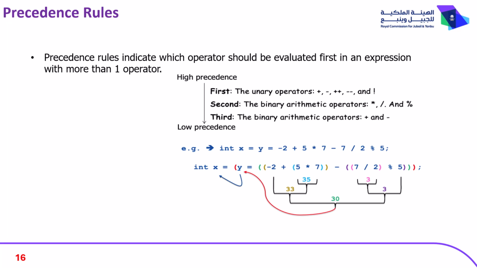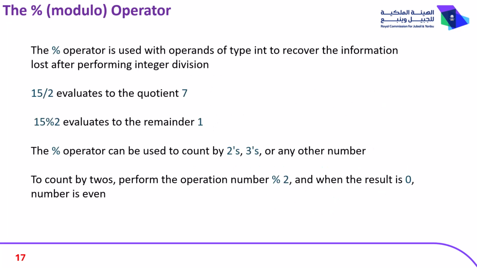The percent modulo operator. The modulo operator, represented by the percent sign, is used with integers to find the remainder of a division. While 15 divided by 2 is 7, 15 modulo 2 is 1. This is incredibly useful for tasks like determining if a number is even or odd.